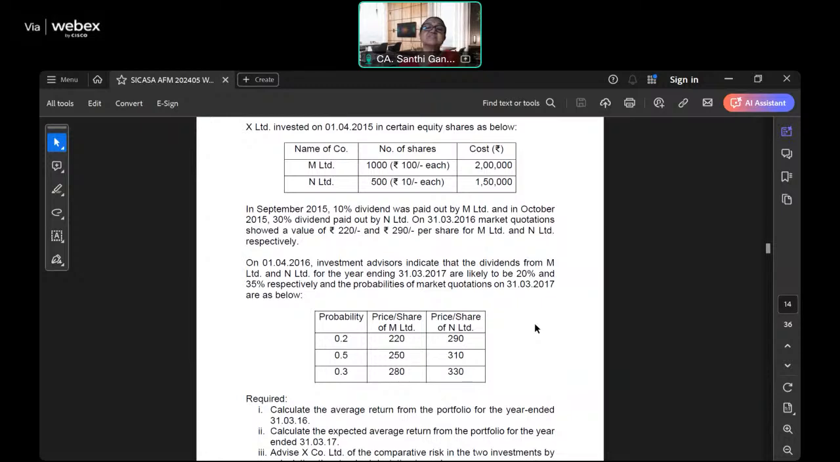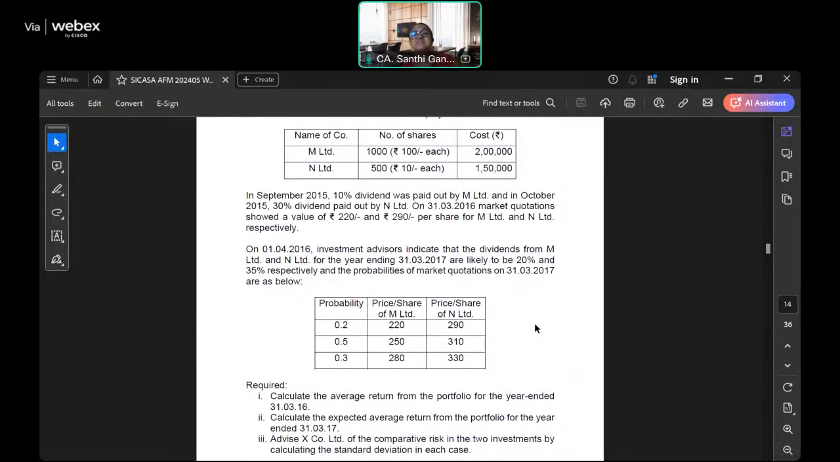Mr. X invested in certain equity shares, 2 equity shares he is investing. Number of shares, what is the cost? So there is a dividend paid and market quotations are given. The expectation for the future year is also given. Calculate the average return from the portfolio for the year ended 31/3/16, for the year ended 31/3/17, and comparative risk, that is standard deviation you have to complete. Please try. I'll give some time for you to try.